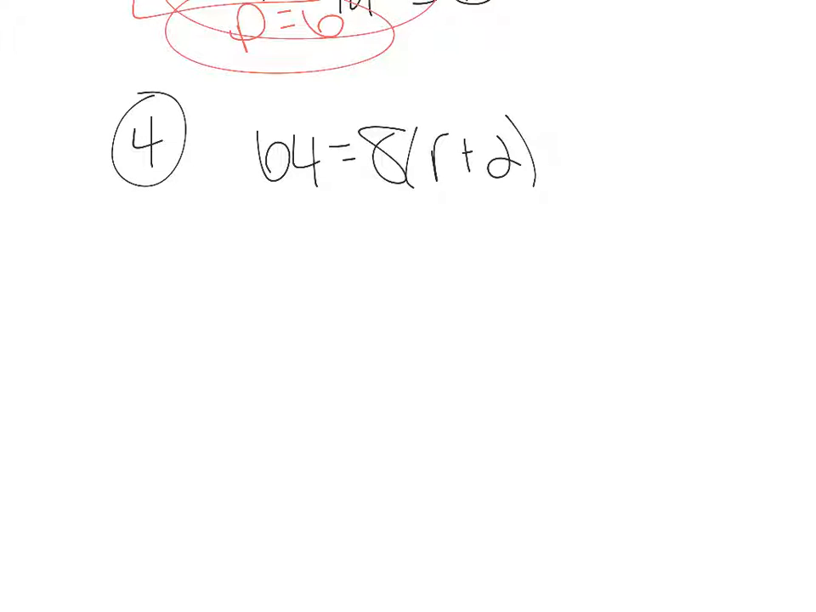Now, anytime I introduce these, most students have this same idea at first, and it's usually the right idea. The first thing we want to do is distribute, and you are going to be correct. We're going to use the distributive property. Just remember to be careful with it. Make sure you multiply everything inside of the parentheses by that 8. So this should be 64 equals 8r plus 16.